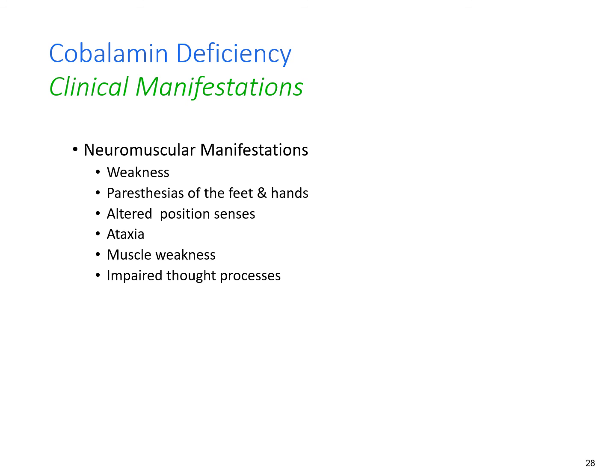Your neuromuscular manifestations that you may see, right? We did not necessarily see the word neuromuscular under iron deficiency anemias, right? So we're seeing neuromuscular under vitamin B12, specifically at this point. So what does that look like? It's weakness, paresthesias of the feet and hands, altered position sense, ataxia, muscle weakness, and impaired thought process, right? And once again, this may take a while to build up. So I want you to start noticing, okay, what is different about each of these deficiencies as we're going along.